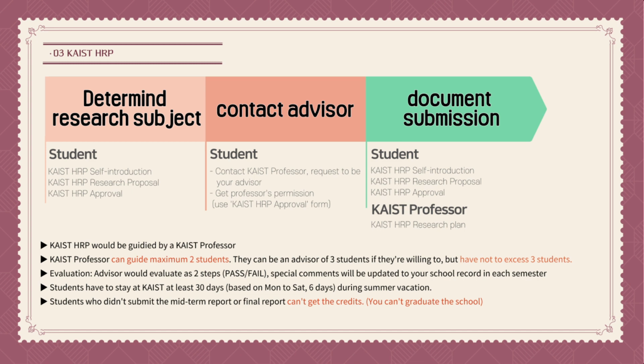For this KS HRP, it will be guided by a KS professor. The professor can guide a maximum of 2 students, or they can have 3 students if they want to. For the evaluation, they will give a pass or fail grade, and it will be updated on your school record too. Also, you need to stay in KS at least 30 days during the summer vacation, not including Sunday. And for those who didn't submit the midterm and final report, you cannot get the credits.